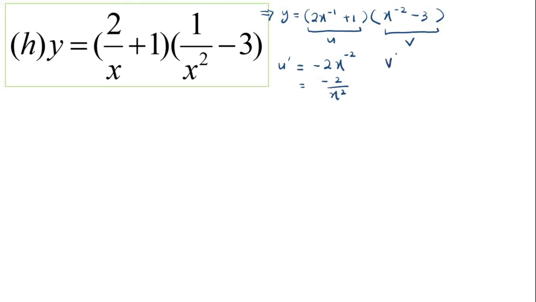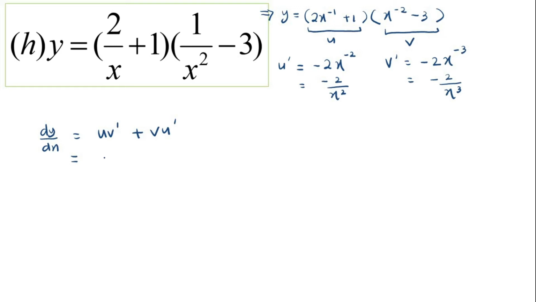And our v prime here would be negative 2 times x to the power of negative 3, which I will rewrite as negative 2 over x cubed. Following our product rule, dy/dx is equal to uv prime plus vu prime. I will substitute one by one.